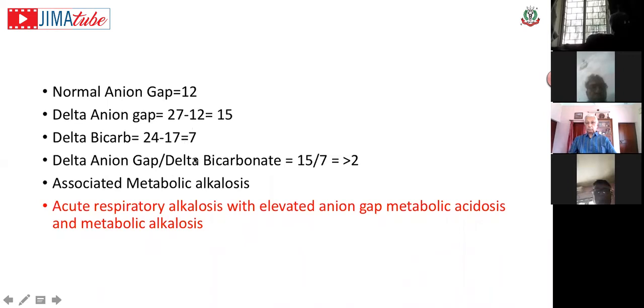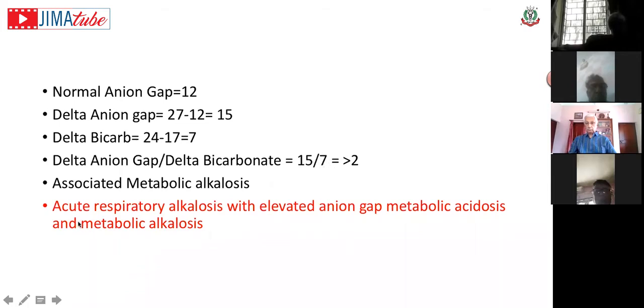So you see, in a simple anion gap metabolic acidosis, the bicarb should have come down by 15. Bicarb has not come down by 15. This is 7. The delta bicarb should have been 15, so the bicarb should have been 2 in this patient. Instead of 2, it is 7. That means there is more bicarb than what there should be.